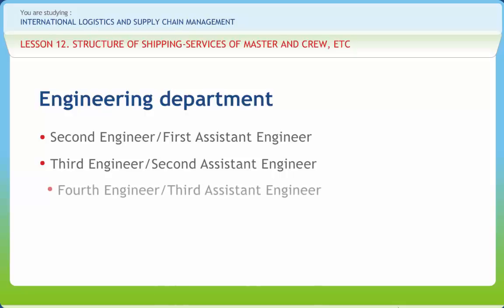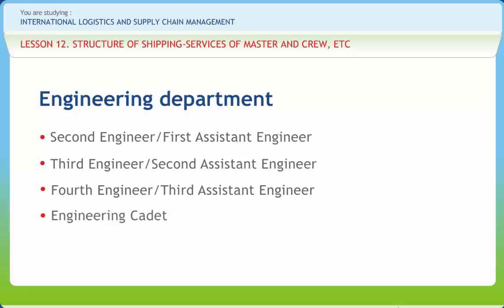The fourth engineer or third assistant engineer is junior to the second assistant engineer or third engineer in the engine department. The cadet must first carry out 1 year training on board ships, executing tasks of an officer of the watch under the supervision of senior officers. An engineering cadet or apprentice is a nautical school graduate entitled to a seaman's book but not an officer proper.